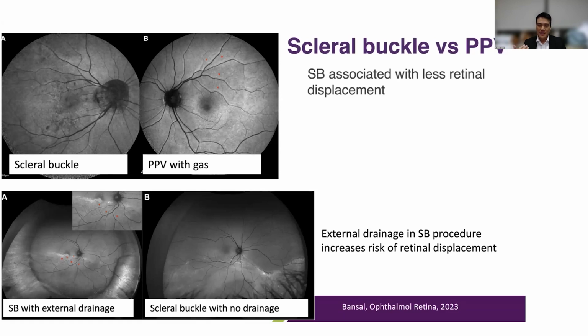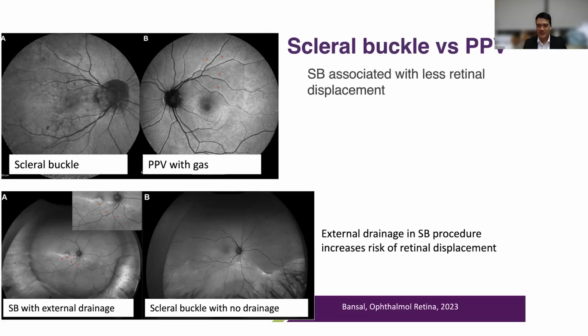It's not common that we can drain the SRF until the retina is completely dry, even if we want to, when we do external SRF drainage. So that may explain why in eyes treated with scleral buckling there tends to be less retinal displacement. But what about if we look at scleral buckling alone? The PIVOT group also showed that when we do external drainage, there will be more retinal displacement when compared to when we do not do subretinal fluid drainage.